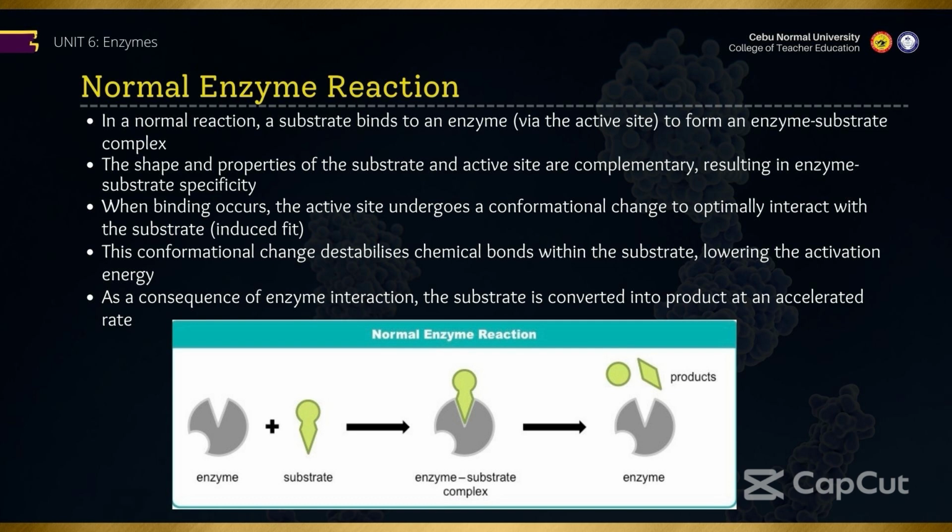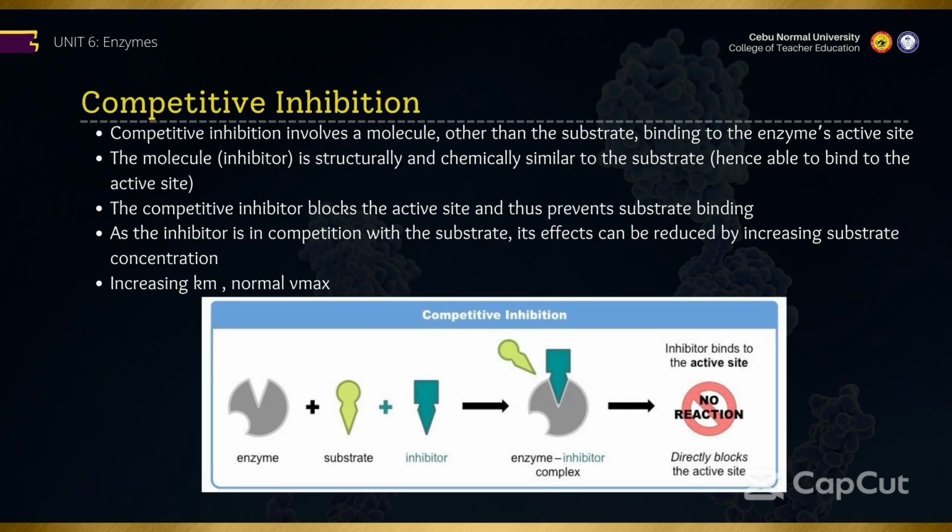Moving forward, let's talk about the first inhibition, which is the competitive inhibition. So, competitive inhibition involves a molecule other than a substrate binding to the enzyme's active site. This molecule is what we call an inhibitor. So the inhibitor is structurally and chemically similar to the substrate. That is why it is able to bind to the active site. And the competitive inhibitor blocks the active site and thus prevents substrate binding.